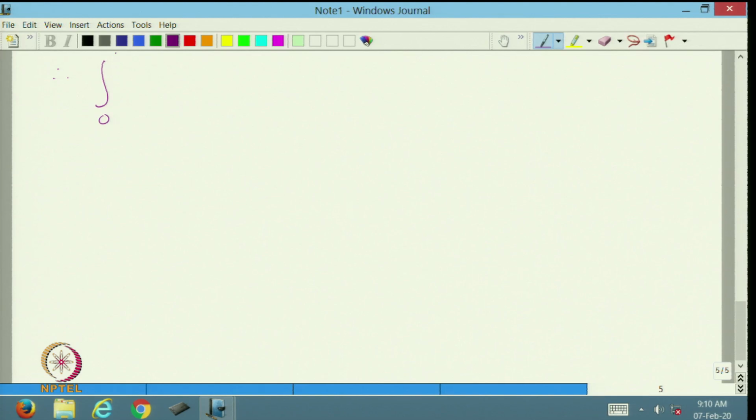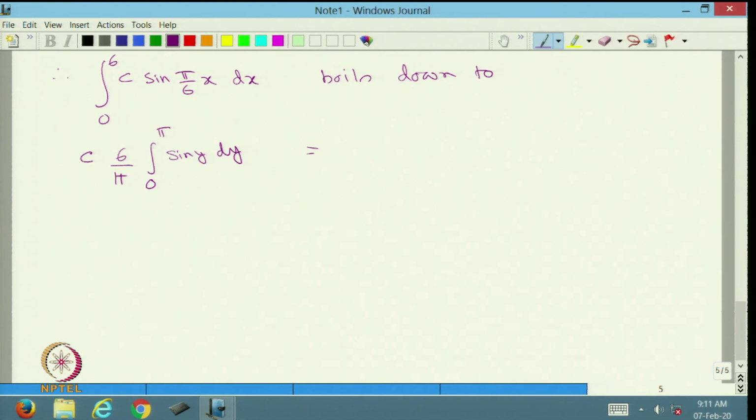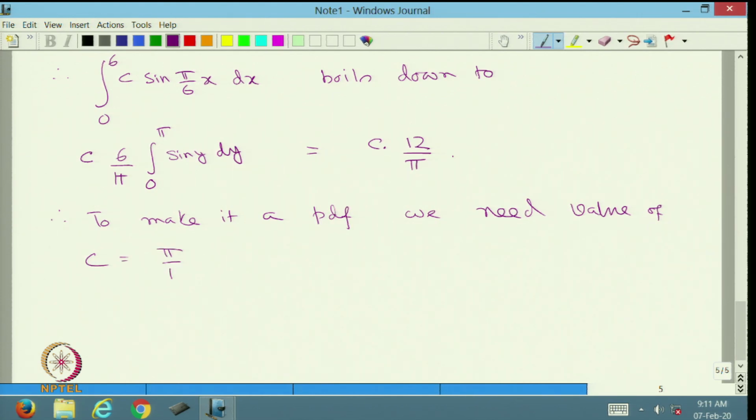Therefore, integration 0 to 6 c sin pi by 6 x dx boils down to c 6 by pi integration 0 to pi sin y dy, which, if you simplify, comes out to be c into 12 upon pi. Therefore, to make it a PDF, we need the value of c to be pi by 12.